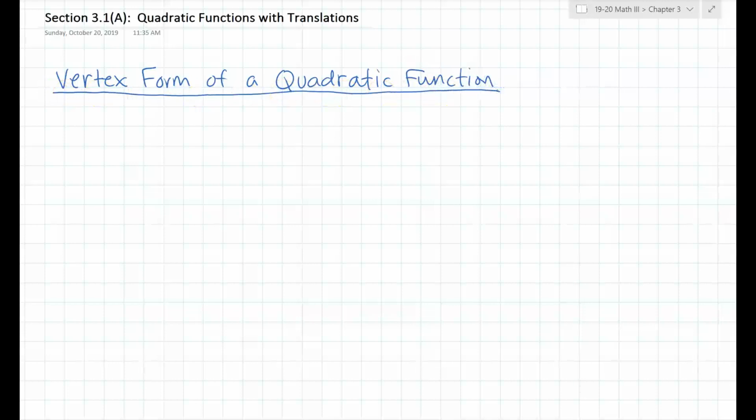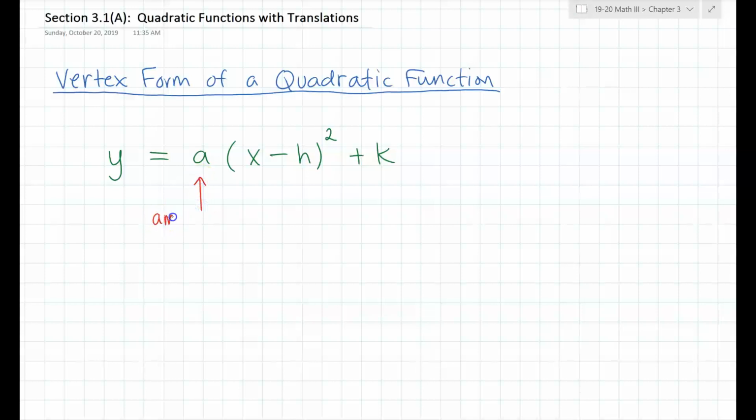So the vertex form of a quadratic function looks like this. Y equals a times x minus h quantity squared plus k. Now you might feel like this looks familiar, and the reason is because when we did the absolute value equations, we had the same type of look where the h and the k had specific meanings, the a had specific meanings. So it's actually the same with the quadratic function.